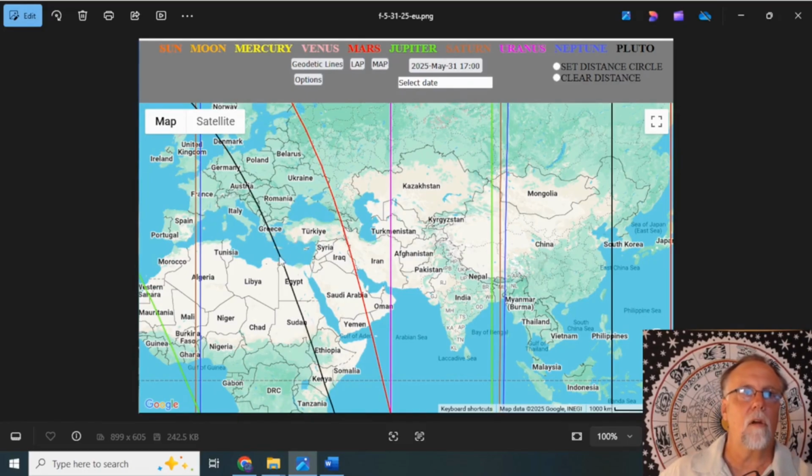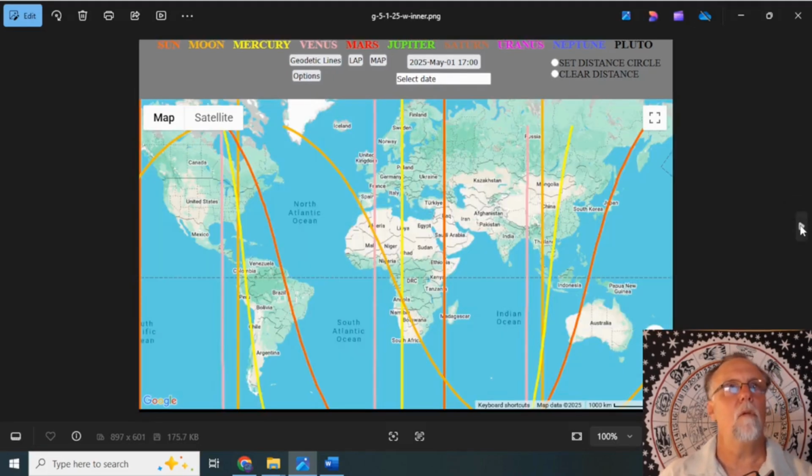So like I say, it's going to go over Israel, Iraq. It's getting ready to go into Iran. And so hopefully cooler heads will prevail in these areas, and people will express that Mars energy in a good way.